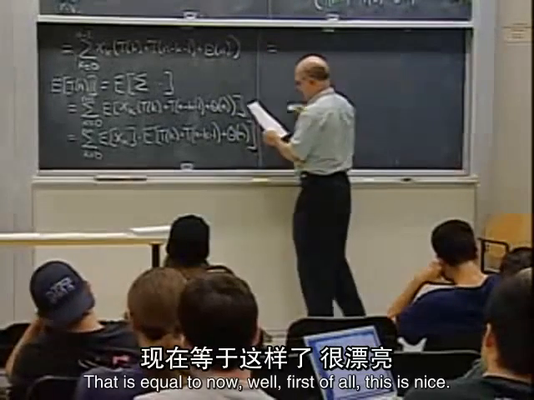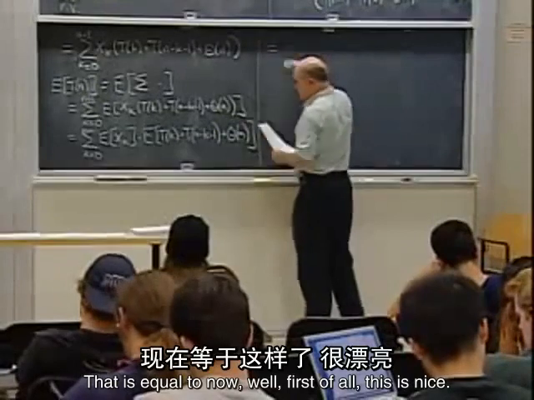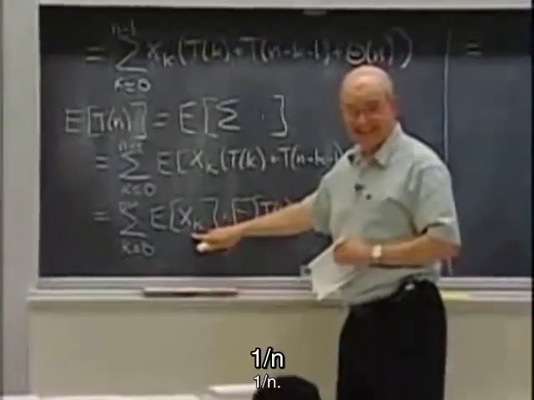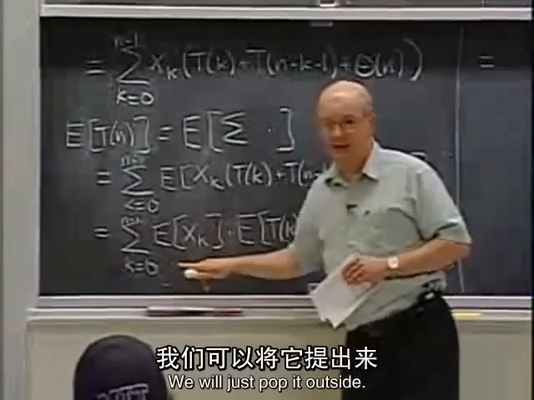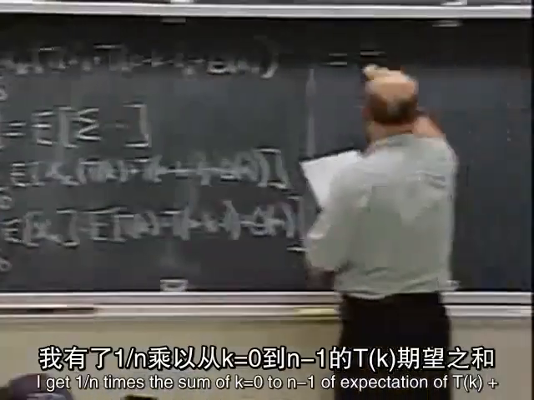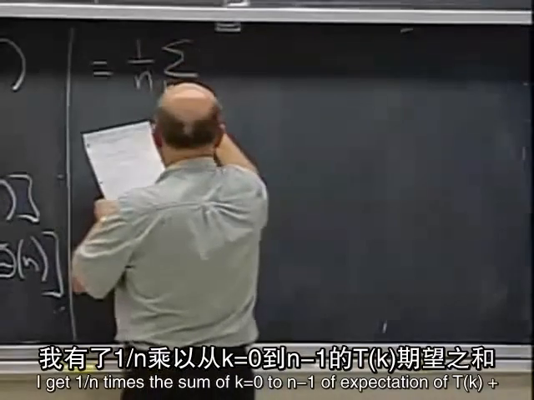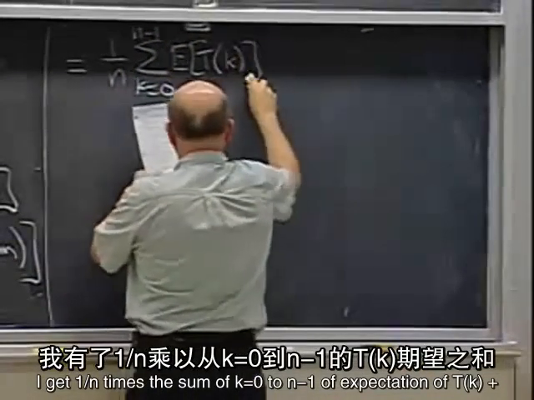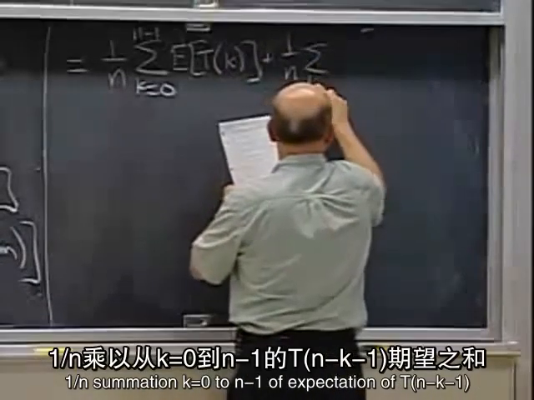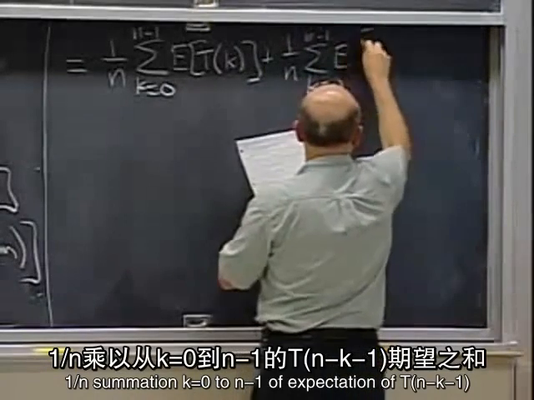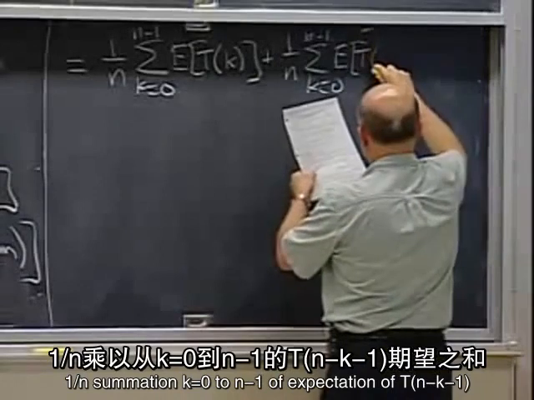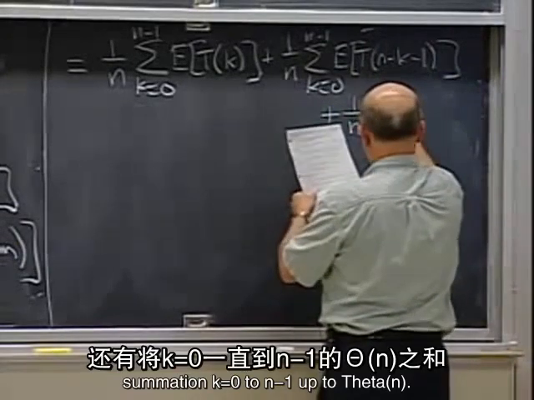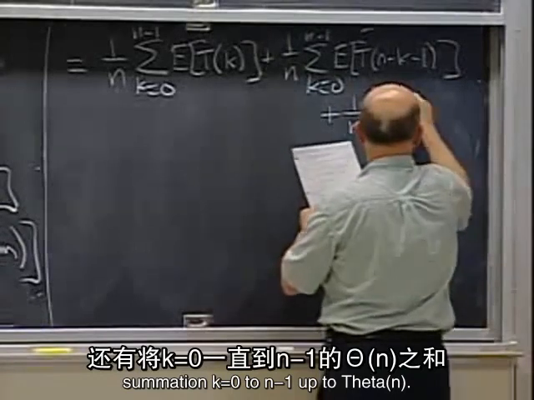That's equal to, now, well, first of all, this is nice. What's the expectation of X sub k? 1 over n. That actually doesn't even belong in the summation. We can just pop it outside. So I get 1 over n times the sum of k equals 0 to n minus 1 of the expectation of T(k), plus 1 over n summation k equals 0 to n minus 1 of the expectation of T(n minus k minus 1), plus 1 over n summation k equals 0 to n minus 1 of theta of n.